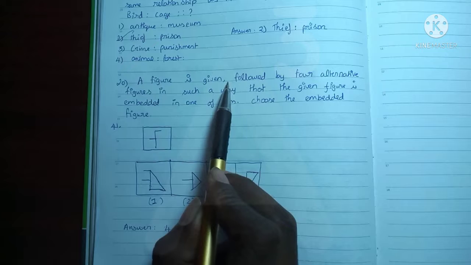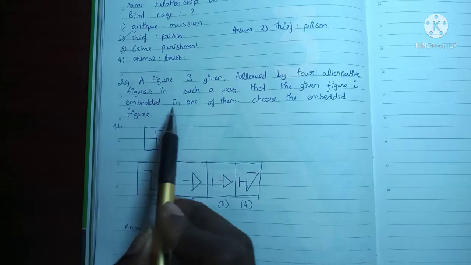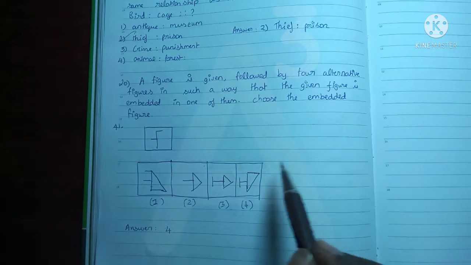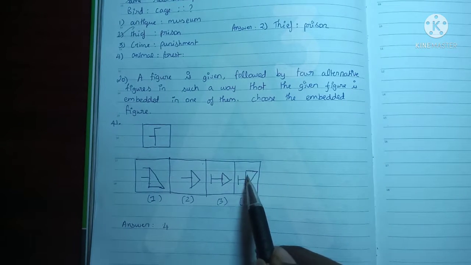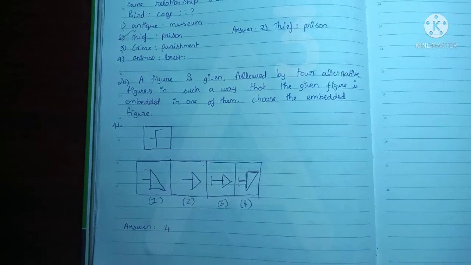The figure is given, followed by four alternative figures in such a way that the given figure is embedded in one of them. Choose the embedded figure. These are very simple questions. When you see, this is the figure. You can see, yeah. So the option is 4. These are very easy questions.